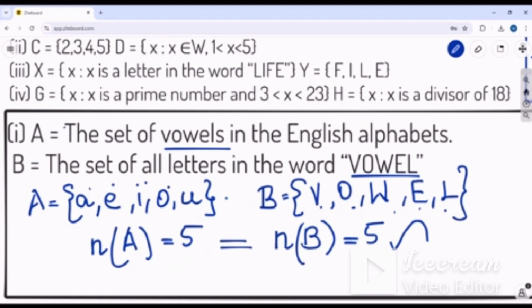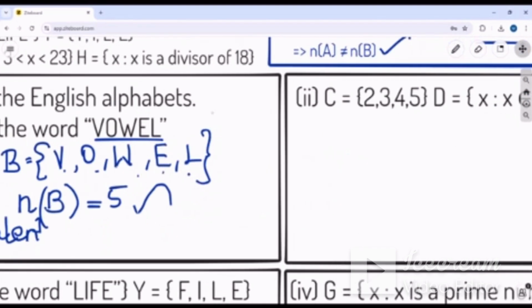Let us check whether it is also equal. A has the element A but B doesn't have A. So the first element is not satisfying, so this is not an equal set. So this is purely an equivalent set, which means only the number of elements is the same. Equivalent sets.